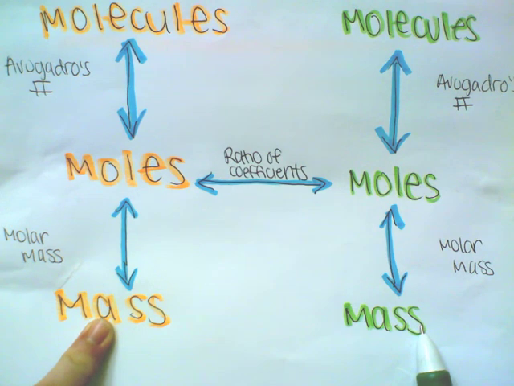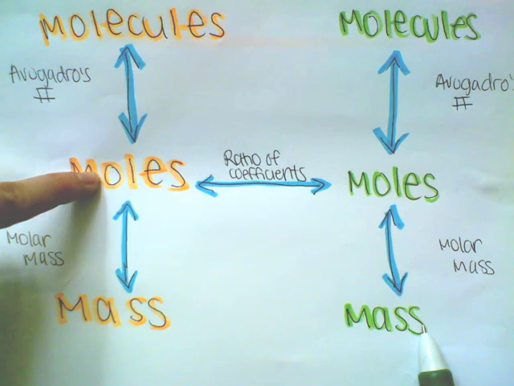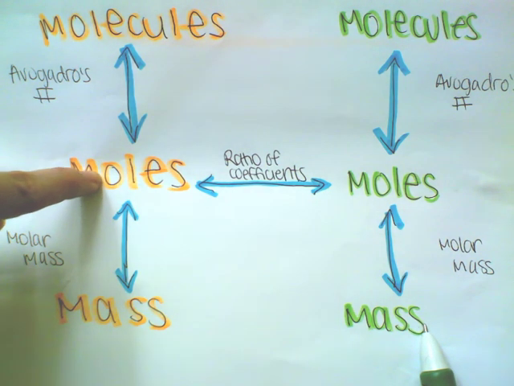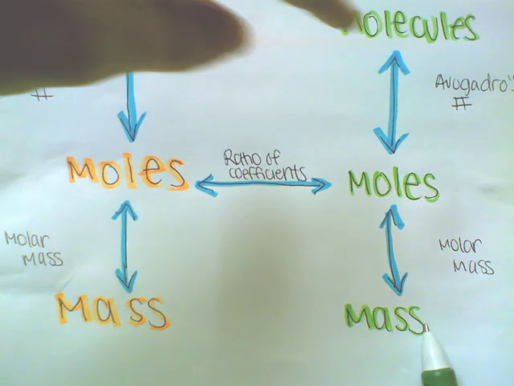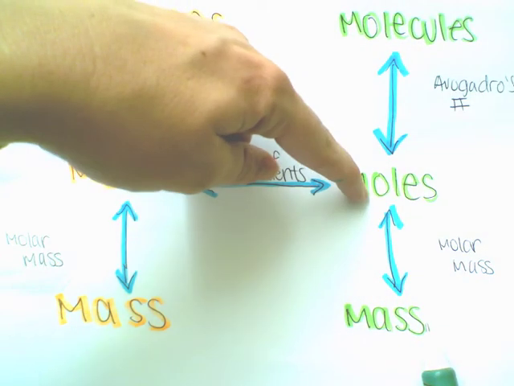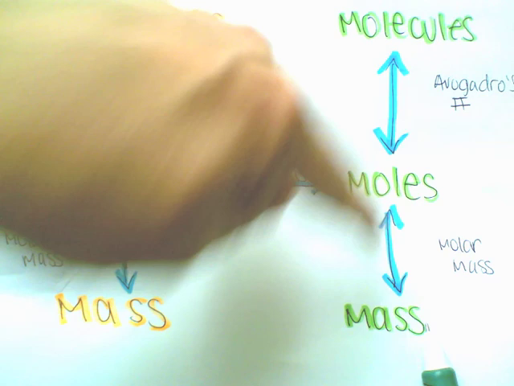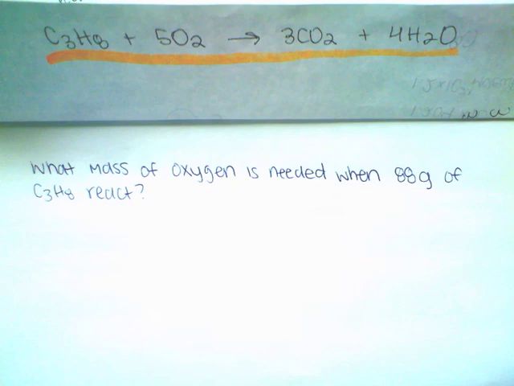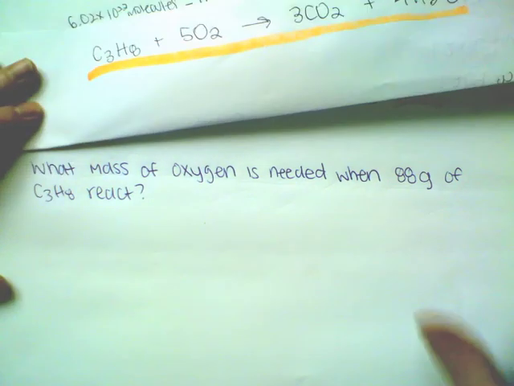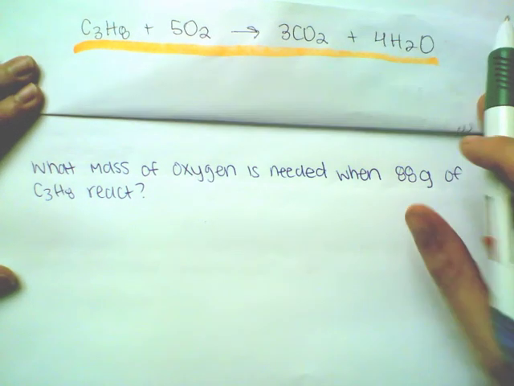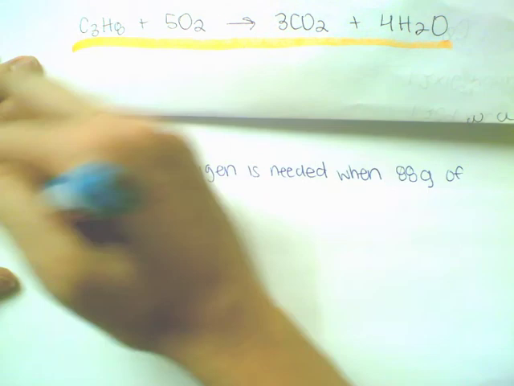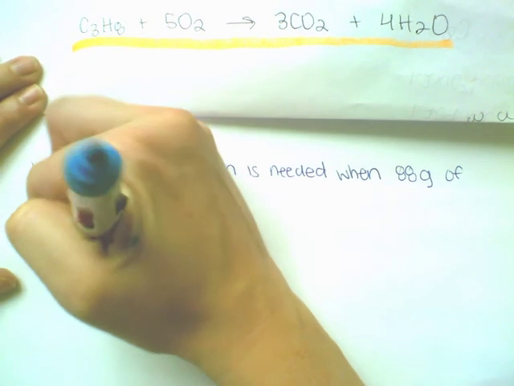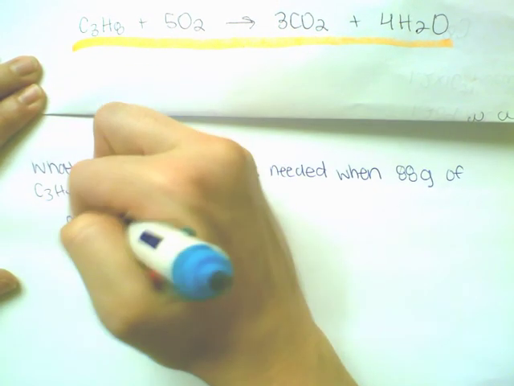So we're going to have to do this in 3 steps. First, I have to convert my mass to moles, because if you don't have moles, you have to convert to moles. Then I'm going to use the ratio of coefficients to convert to moles of a different substance in the reaction, and then I will be able to convert that into the mass once I have the number of moles that are involved. Okay, so first step is write down the given. You're given 88 grams of C3H8.